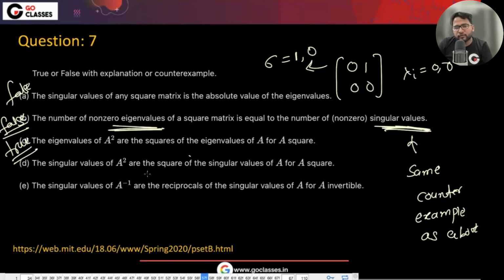The singular values of A square are the square of singular values of A. Do singular values also have the same thing? If A is U sigma V transpose, then A square will have the sigma square in between. Let's just see. U sigma V transpose into U sigma V transpose, right? I don't think there is any relation.